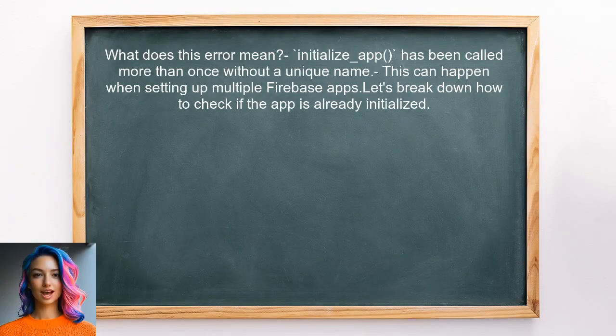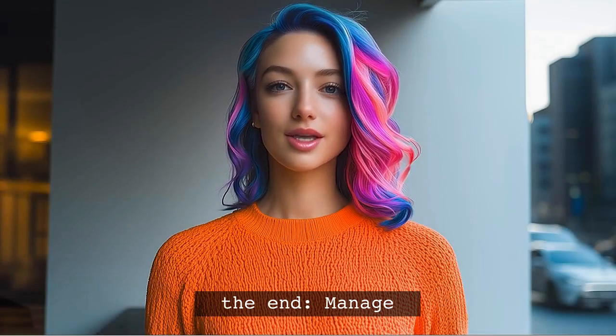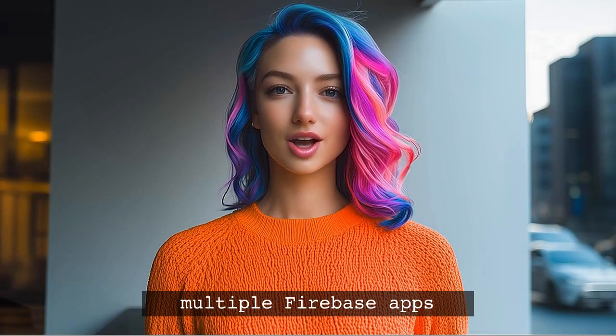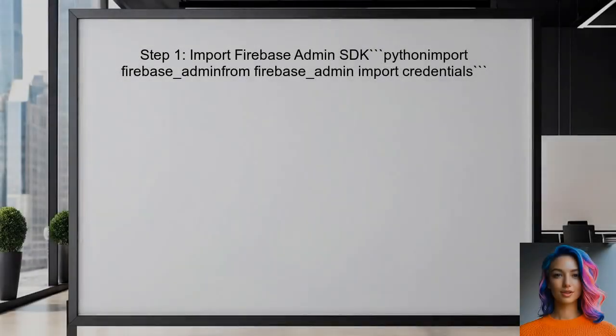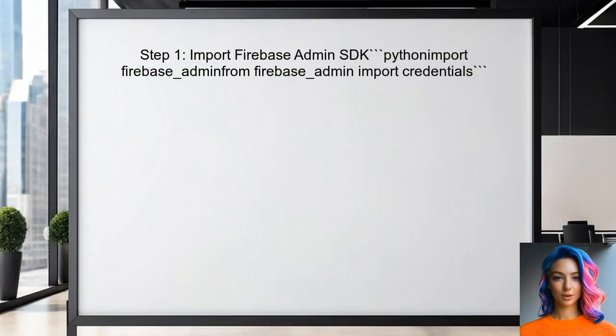So, what does this error mean? Essentially, it indicates that the initialize app function has been called more than once without a unique name for each app. This can happen if you're trying to set up multiple Firebase apps in your project. Let's break down how to check if the app is already initialized. And stick around. At the end of this video, I'll share a quick tip on how to manage multiple Firebase apps effectively.